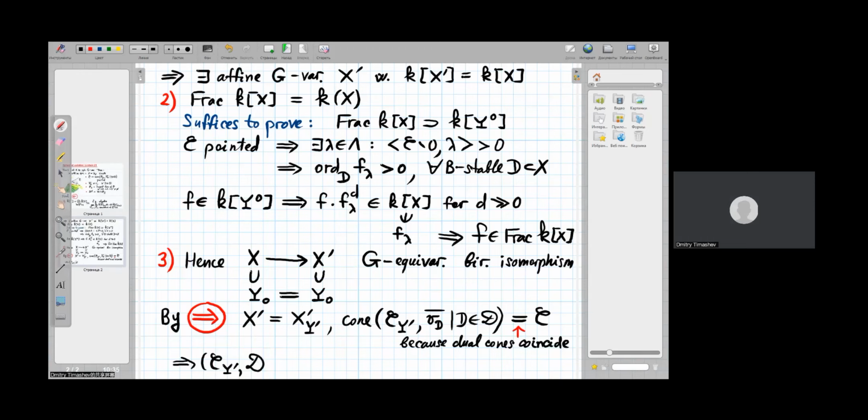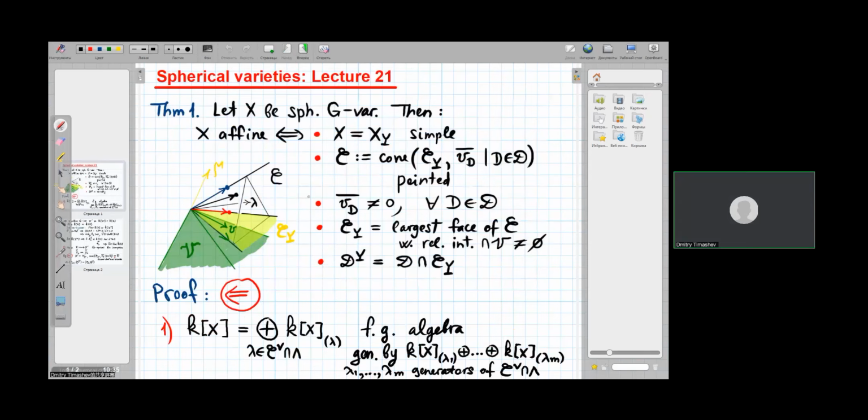The colored cone of the closed orbit Y prime in X prime coincides with the colored cone of the closed orbit Y in X. Because these two colored cones are recovered from one and the same cone C as the largest face of C with relative interior intersecting the evaluation cone, and the set of colors is exactly the set of colors belonging to this face. So for both Cy dy and Cy prime dy prime, these two conditions hold.